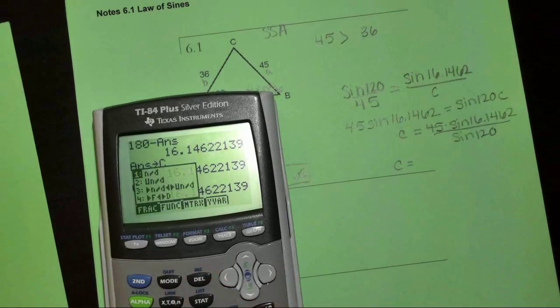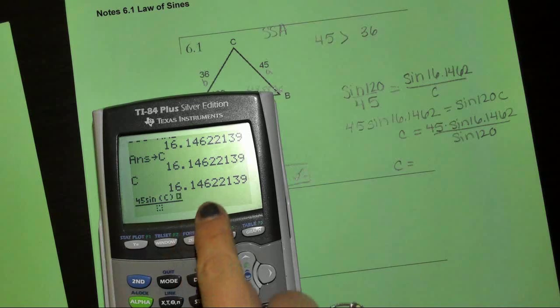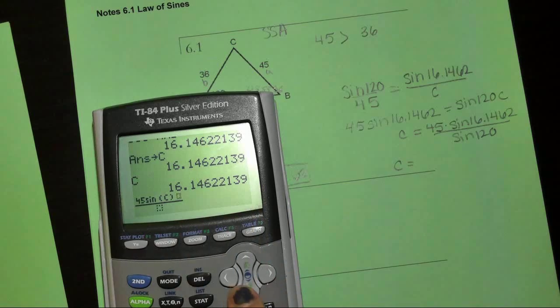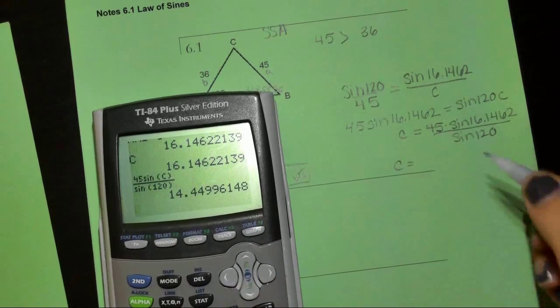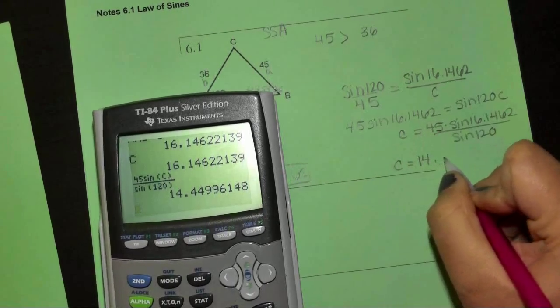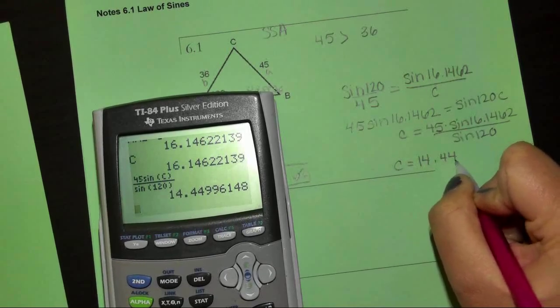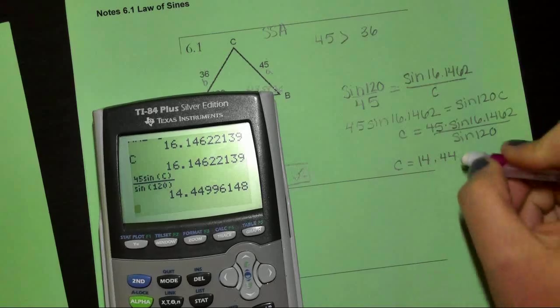Okay, so we'll have 45 times the sine, and I'm going to hit alpha C, so that's going to plug in my 16.1462, that whole entire number right there, over the sine of 120. Okay, and that is 14.44, actually.